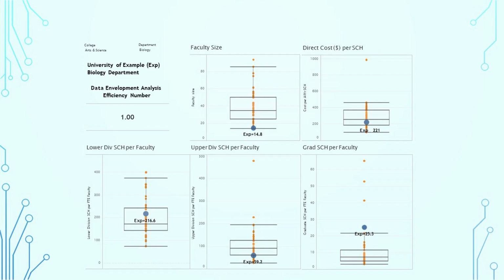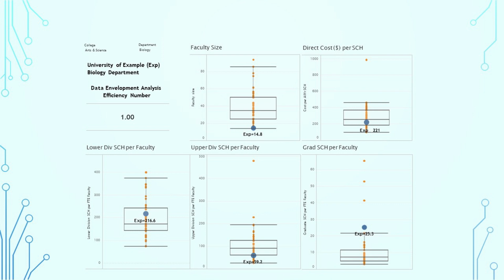Here's another example of a similar kind of analysis, but in this case we added to it the idea of data envelopment analysis and an efficiency number. Now, in contrast to that last example, we've got the same comparisons, this time with a peer group that was drawn by using a sophisticated approach to data-driven peer group selection.